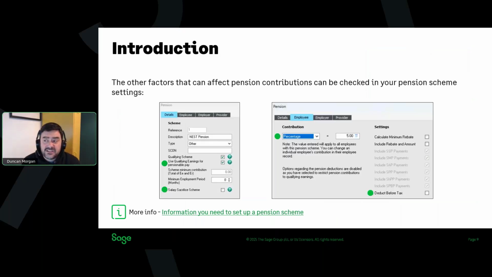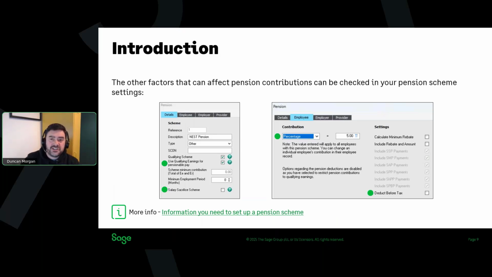So the other factors that affect pension contributions can be checked within the pension scheme settings, which we're going to take a look at in a quick demo. So I've highlighted them on the slide here. There's the setting to use qualifying earnings for pensionable pay. You've got your salary sacrifice scheme setting. You've got the employee and employer contributions, which are usually set up as percentages. And then the tax relief setting is found on the employee tab, because tax relief refers to employees' contributions.